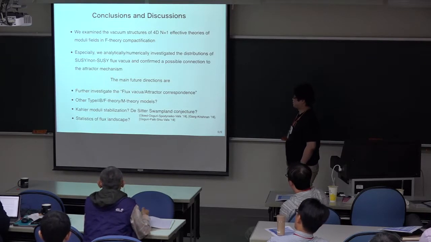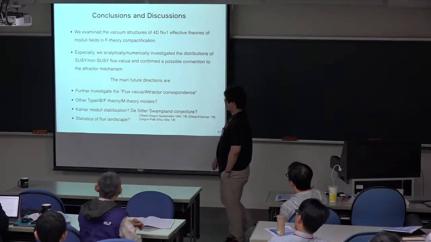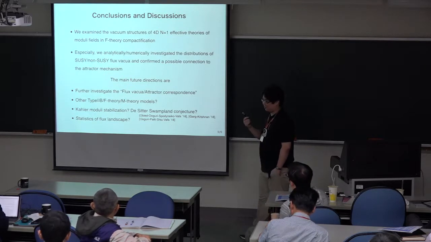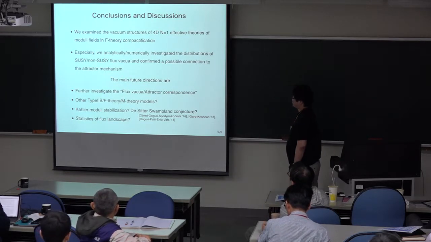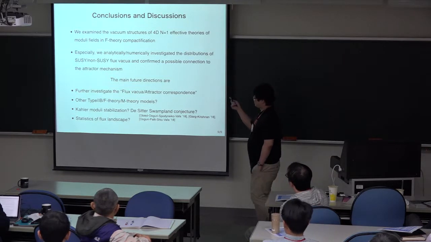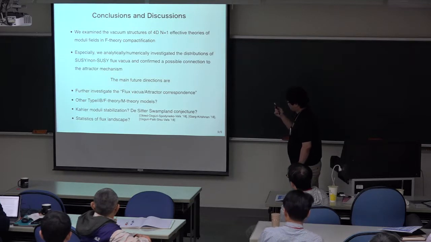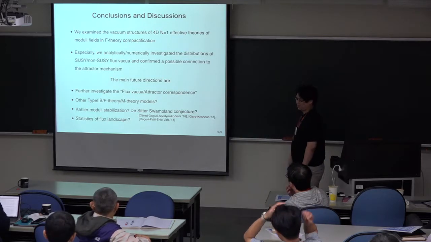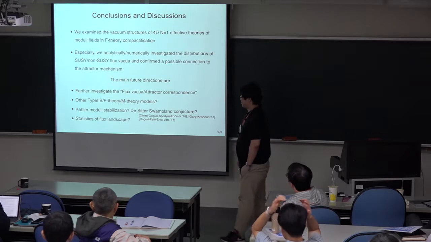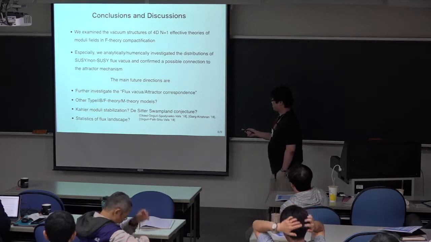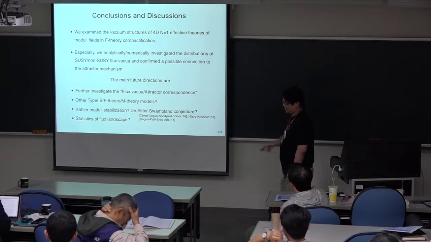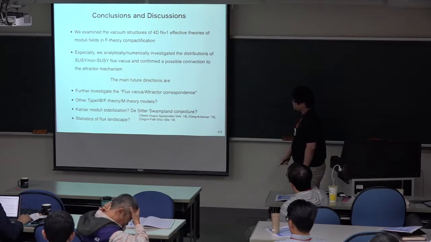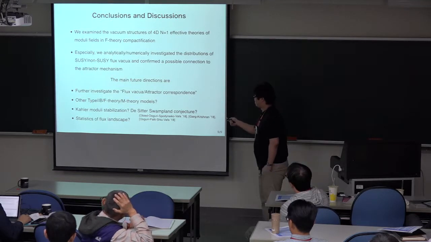So we examined the vacuum structure of four-dimensional N=1 effective theories of moduli fields in F-theory compactification, and especially we computed their distribution analytically for Minkowski vacua and numerically for non-SUSY vacua, and all the examples we found correspond to the attractor solution for the generalized extension. The main future direction is, of course, that this correspondence is still unclear because of the lack of knowledge of the attractor mechanism in higher dimensions. And it may be interesting to further investigate this kind of correspondence.